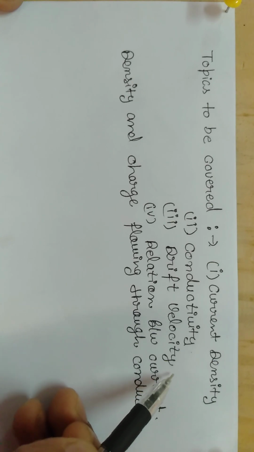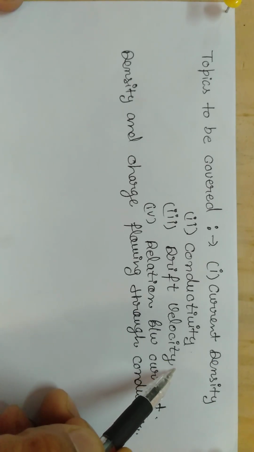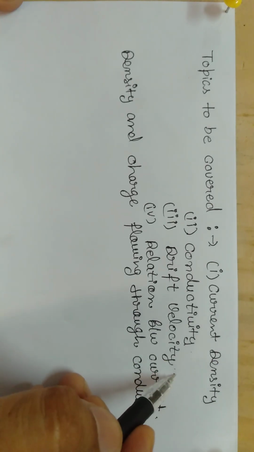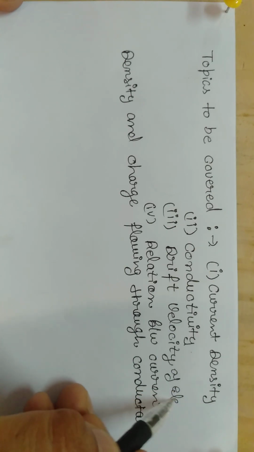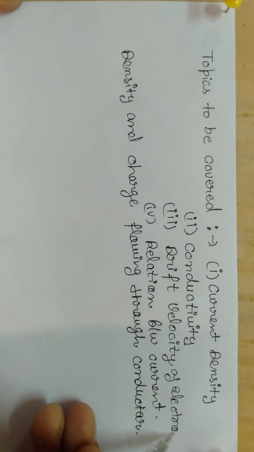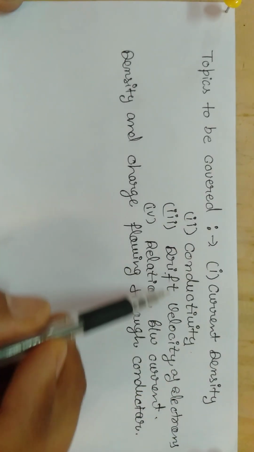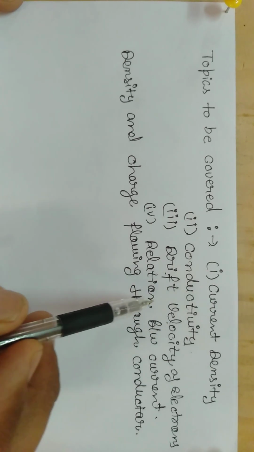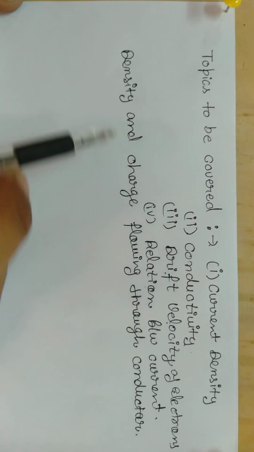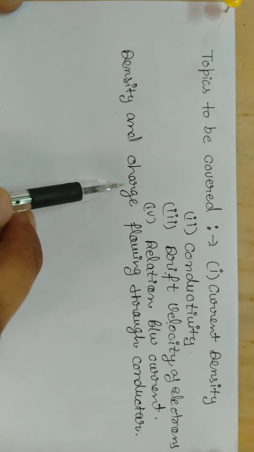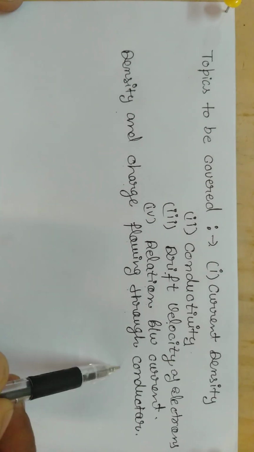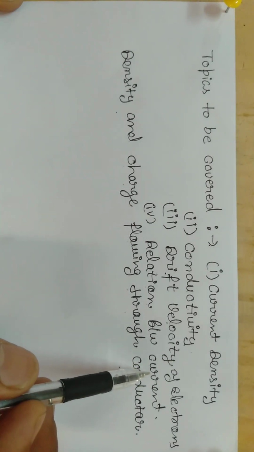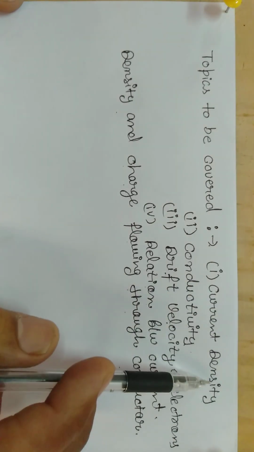So today we will discuss topics such as current density, what is the current density, conductivity of the conductor, drift velocity of the electrons, and after using this relation of drift velocity, we will find the relation between current density and the total charge flowing through the conductor. So first of all, we will define what is the current density.